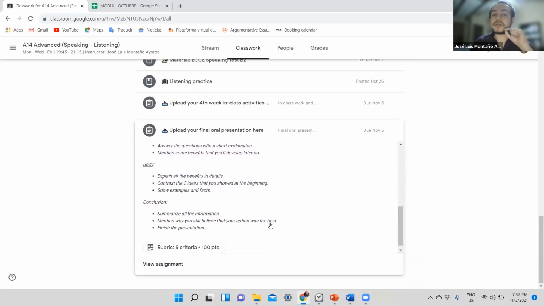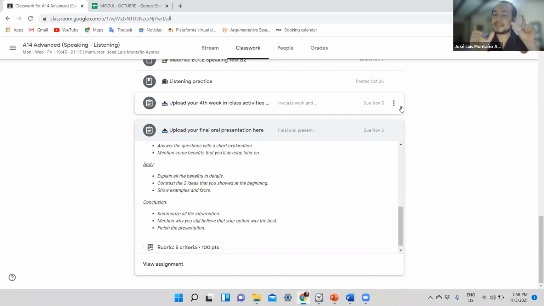Then the body is going to be to explain those benefits or reasons in detail. And you're going to contrast the two ideas. It means if you agreed, now in the body you have to show me a comparison between what happens when you agree with that idea and what happens when you disagree with it. You need to contrast those two different positions, agreement or disagreement, or this activity and this other activity.